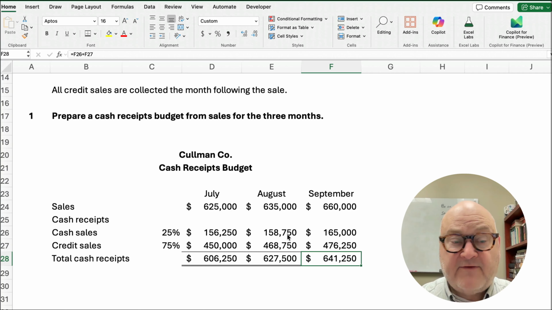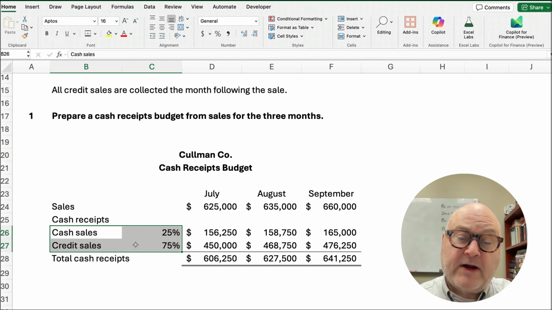So now we have our total cash receipts. For July, it's going to be 606,250. For August, it's going to be 627,500. And for September, it's going to be 641,250. So anytime you have a problem like this, where we have different dates, you just organize it, plan it out, and then you'll understand how the cash flow happens. Because you might make sales in June, but you're not collecting June sales until July, a large part of it, 75%.